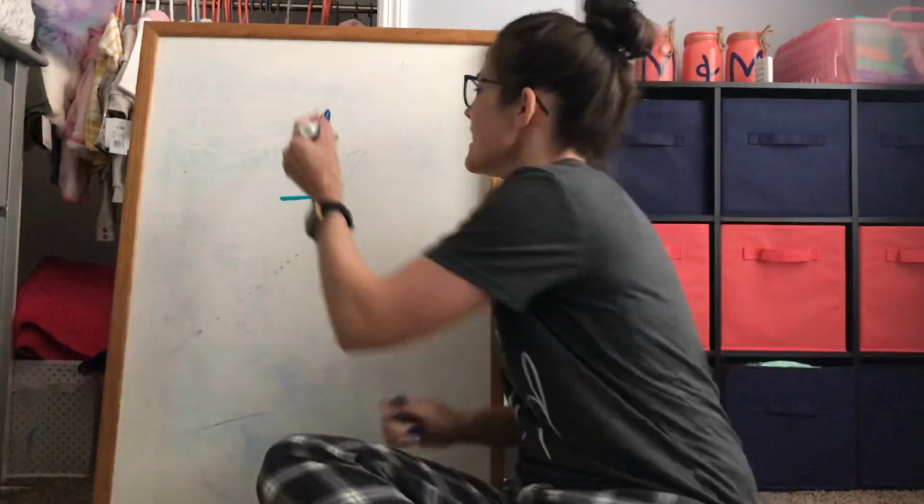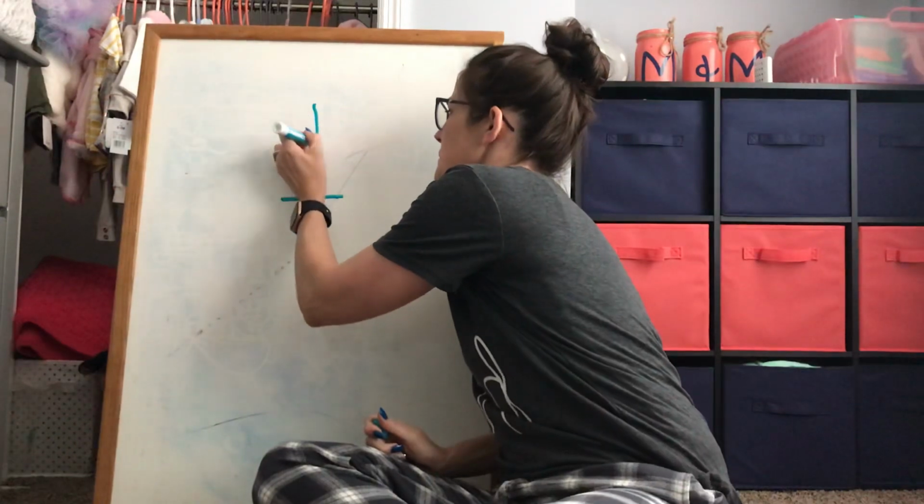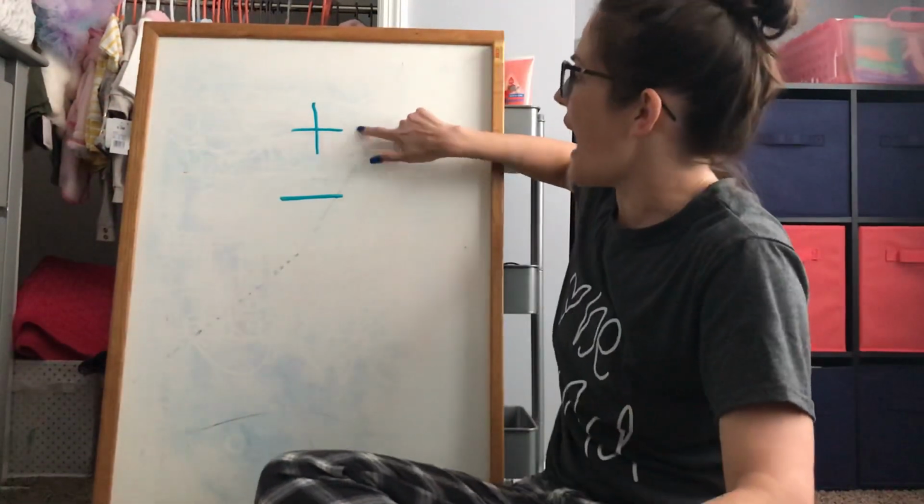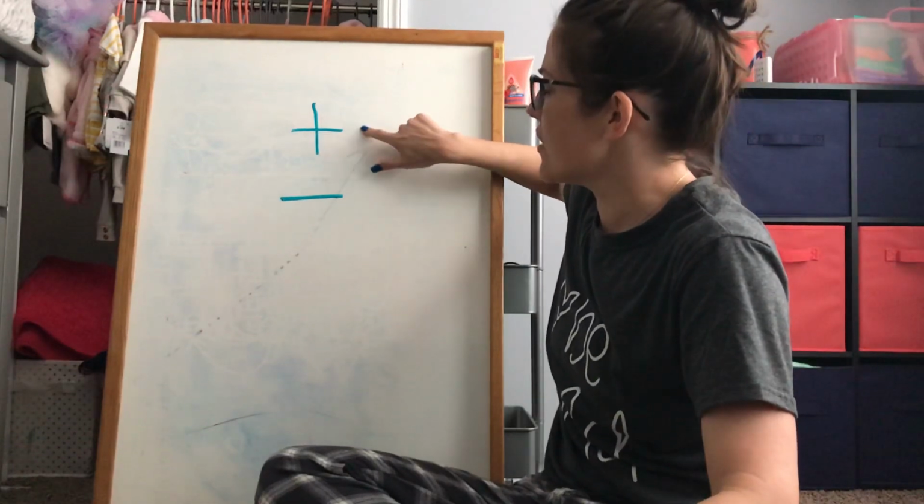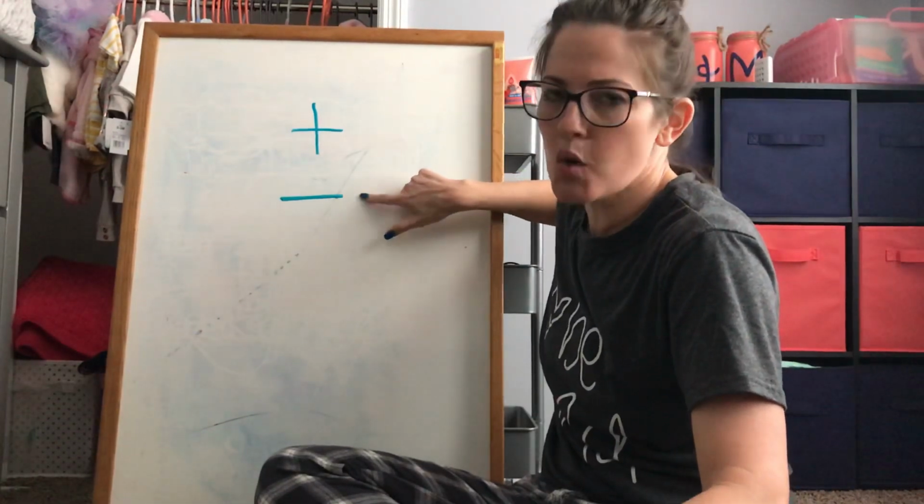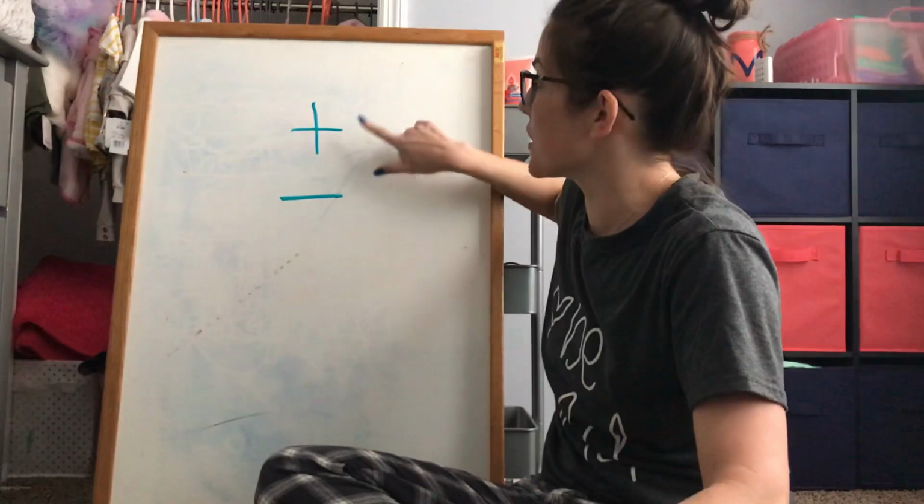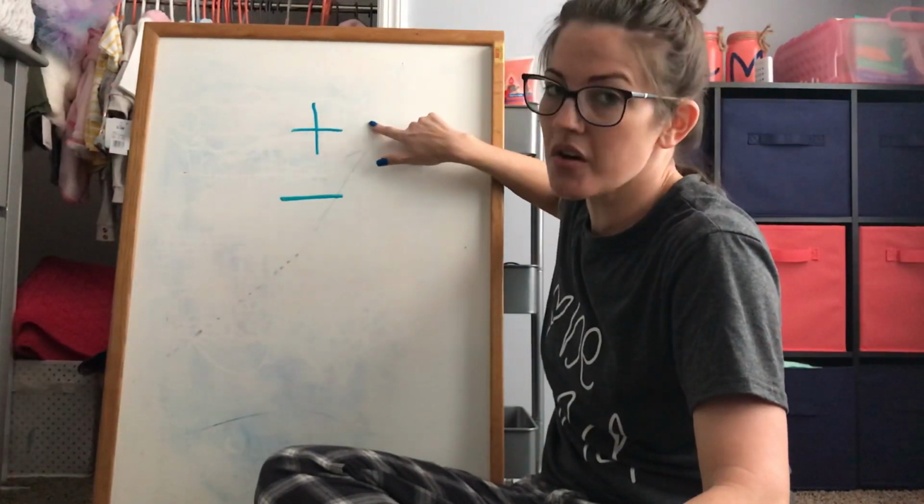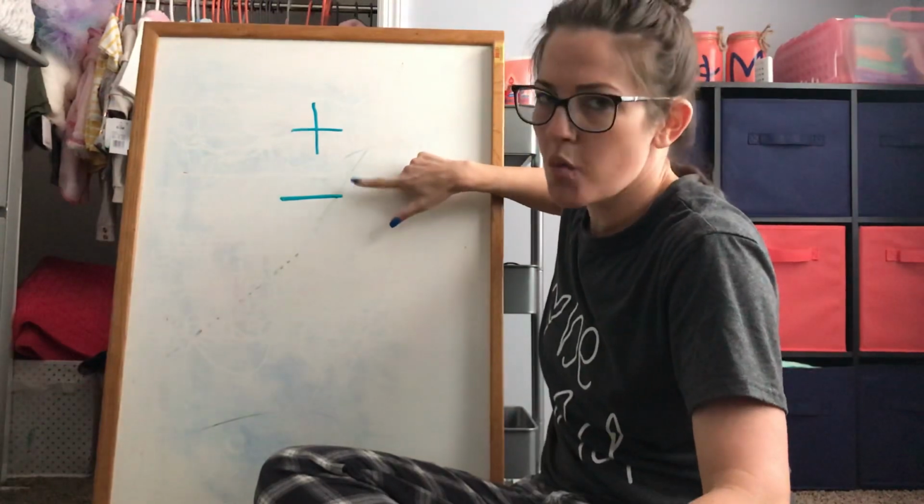So if I combine that song, I'm going to use the word add and subtract first. I can say add means put together, subtract means take away. Or I could use the words plus and minus. Plus means put together, minus means take away.